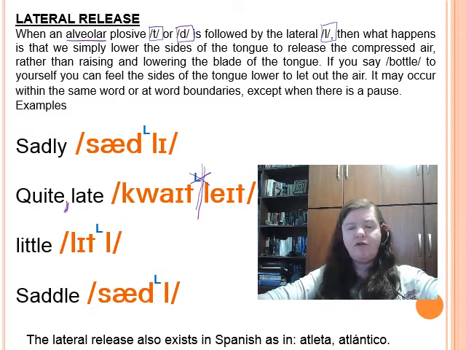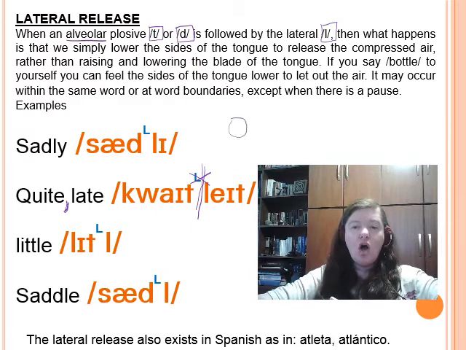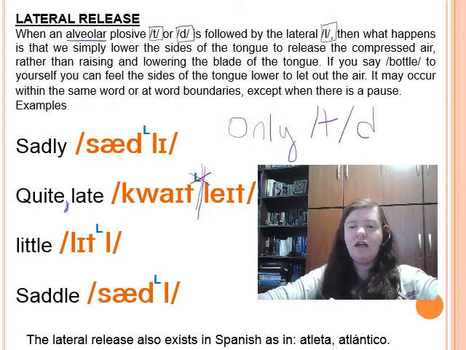So what is different, yes, between this release and the inaudible release and the nasal release? That it affects only the alveolar plosives. Only, remember this, only the alveolar plosives, the T and the D. Not all the plosives, just these two plosives, okay?